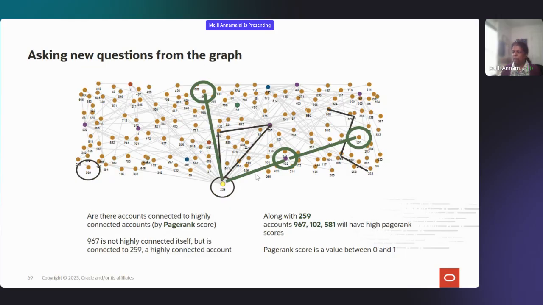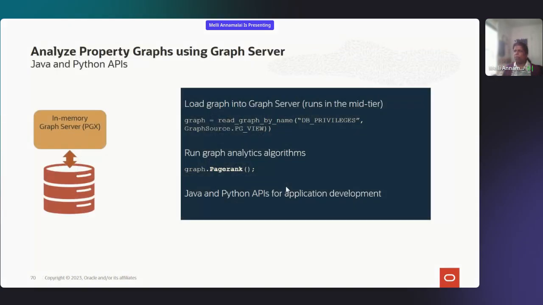We had the earlier queries on patterns. What happens here is we can see that 259 is highly connected. So we want to see which are the nodes that are connected to other highly connected nodes, not just 259, but any accounts that are connected to other connected accounts. Like 581 here is connected to 102 because 102 is a highly connected account, and then 102 is connected to 259. So these kinds of graph structural analysis can be done with these algorithms.